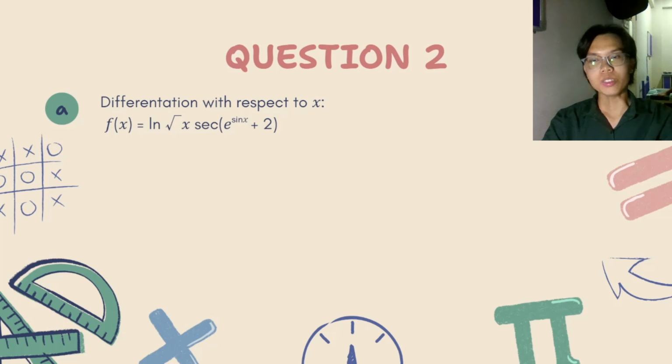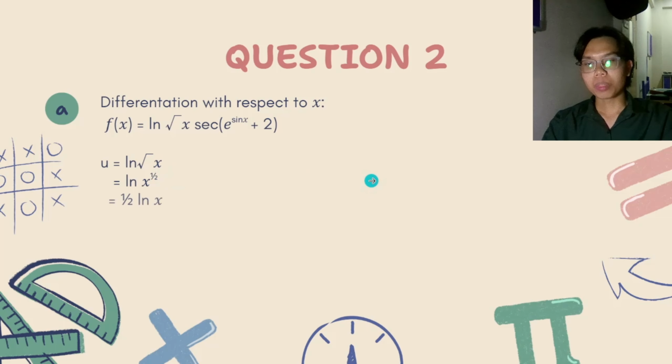Alright, moving on to question 2. The question states differentiation with respect to x, and here is the question given. In this question, we have to use the product rule because there are two functions that are multiplied together. So first of all, we have to find the value of u, which is ln square root x. And we will remove the square root by converting it into the power of 1 over 2. And then we will move this 1 over 2 to the front.